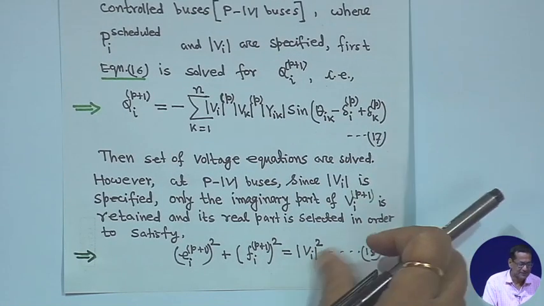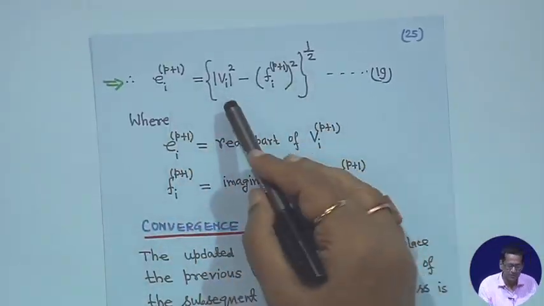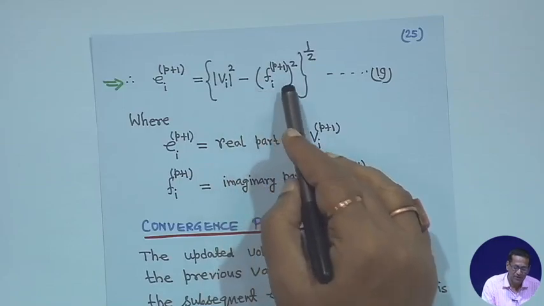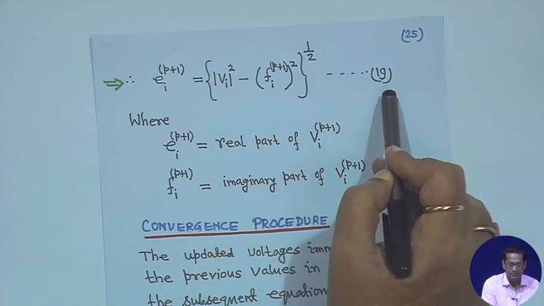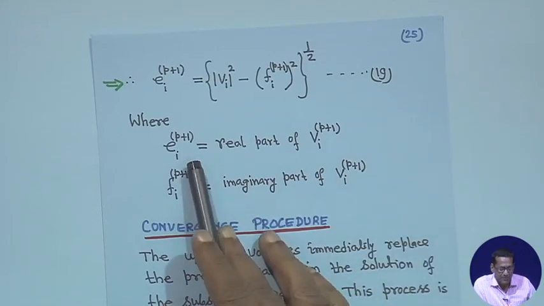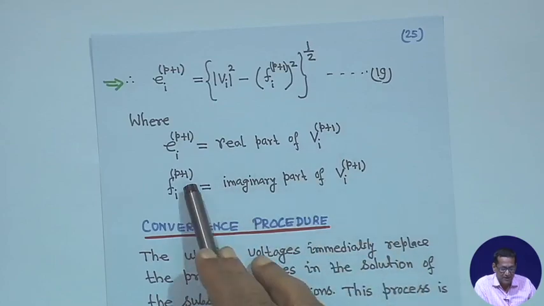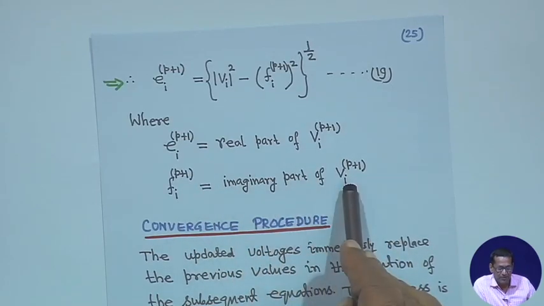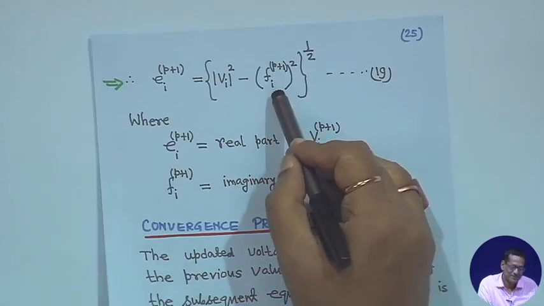So that means Ei p plus 1 is equal to magnitude Vi square minus Fi p plus 1 square, to the power half, that is the square root of this, and that is equation 19. Here Ei p plus 1 is the real part of Vi p plus 1 and Fi p plus 1 is the imaginary part of Vi p plus 1. When I solve this in the numerical, then this will be clear.